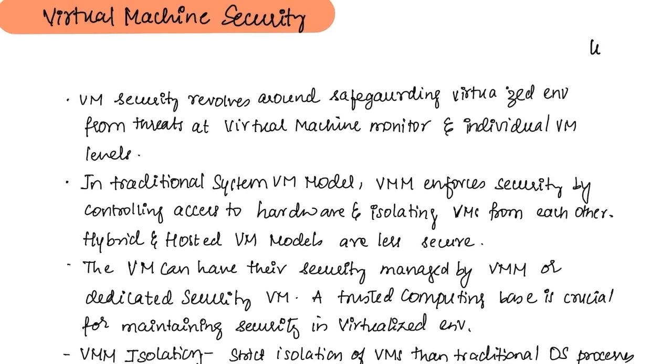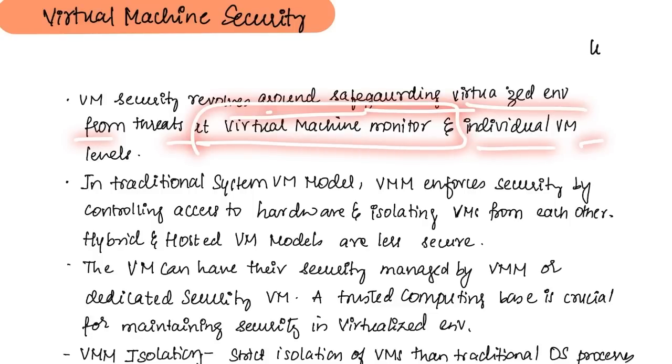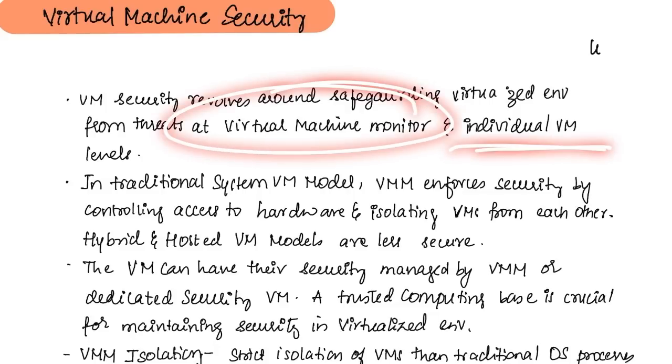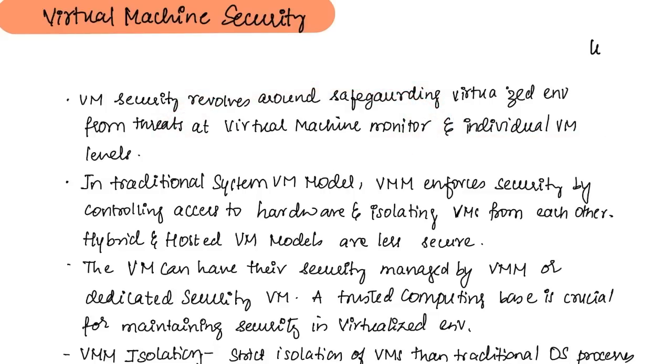Next we have virtual machine security. Virtual machine security revolves around the safeguarding of virtualized environments from threats at the virtual machine monitor and individual virtual machine levels. So we have to safeguard the virtual machine from threats. These threats could arise because of the VMM, or because of the individual VMs. Virtual machines play a very important role in the cloud environment. They offer isolation between the virtual machines, and thereby they also have certain vulnerabilities.